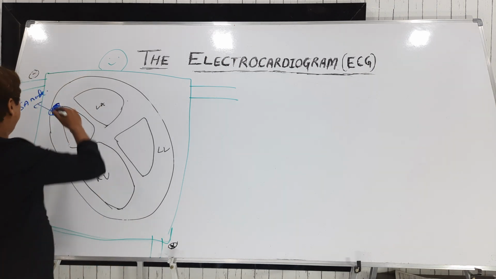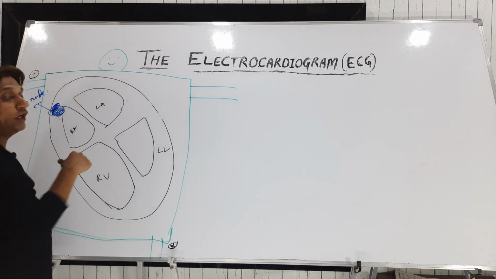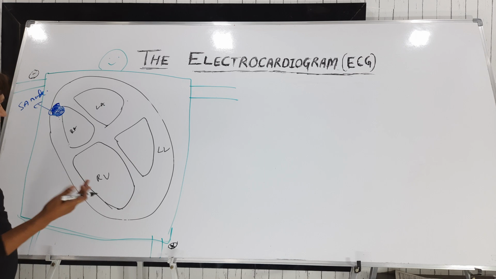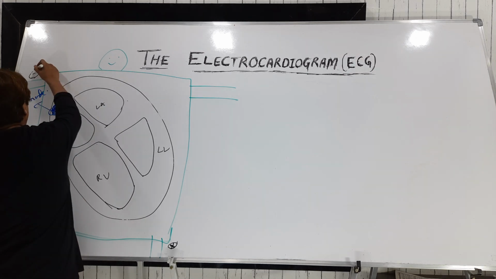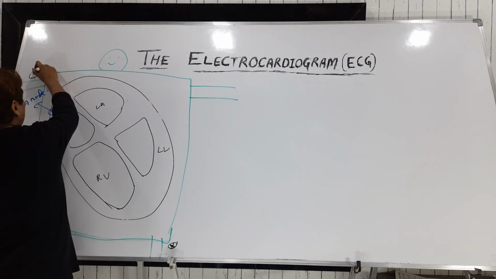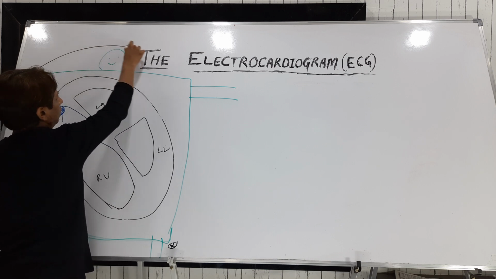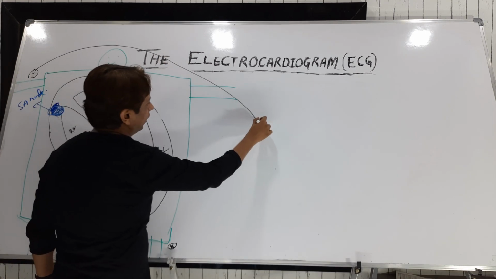Generally this type of arrangement is there in the bipolar limb lead too. We'll discuss what these limb leads, chest leads, unipolar leads, bipolar leads and augmented leads are. But before that, we are going to discuss what the waves of the ECG are and how they are produced. So this negative electrode is now connected to a galvanometer.